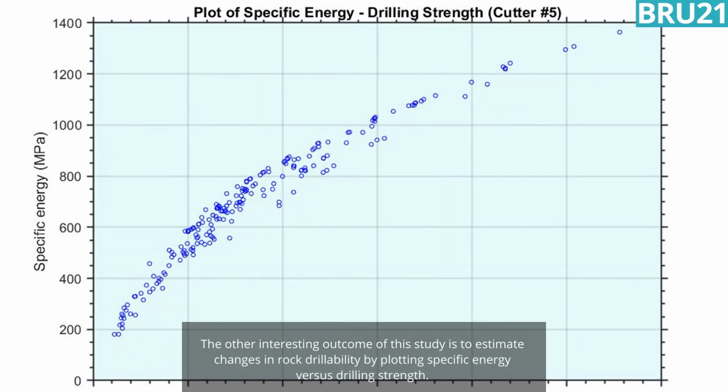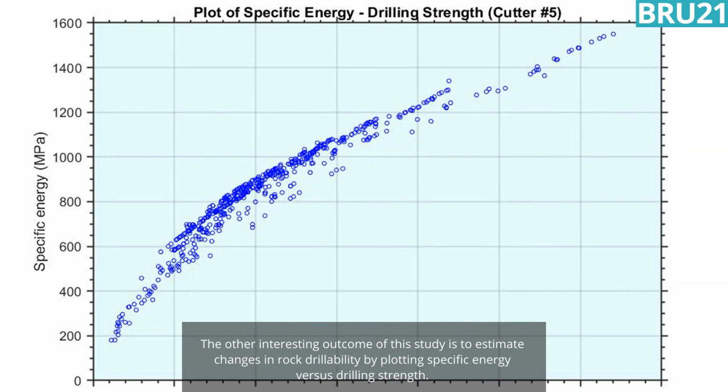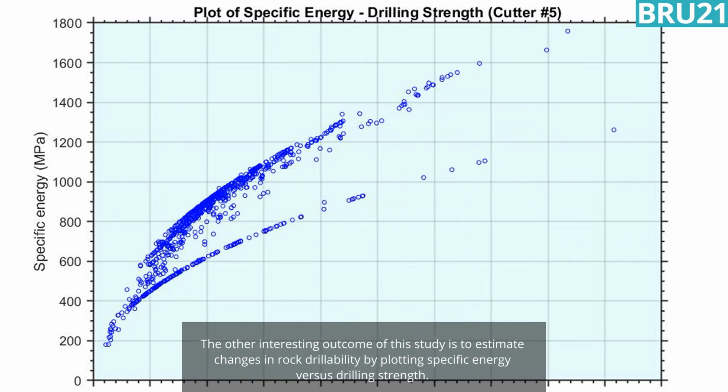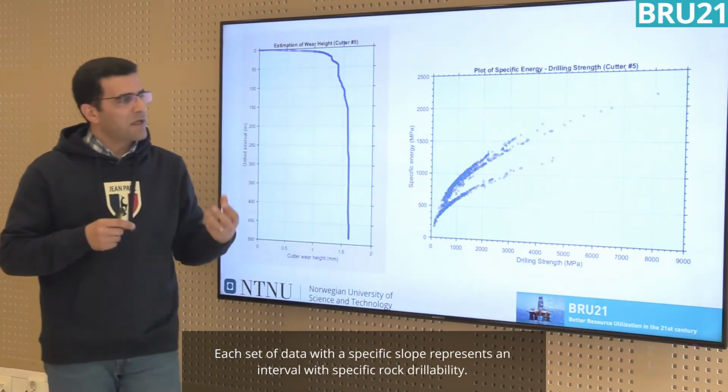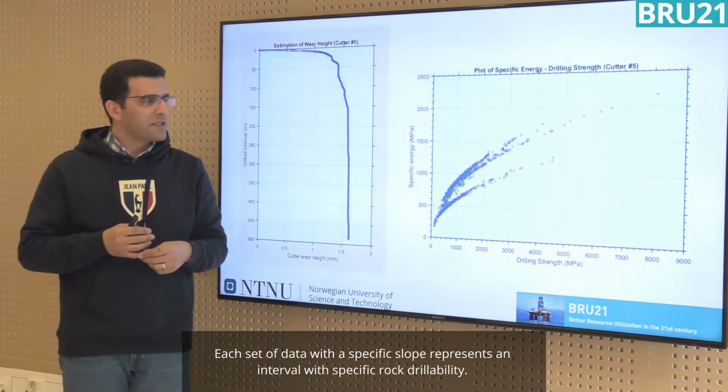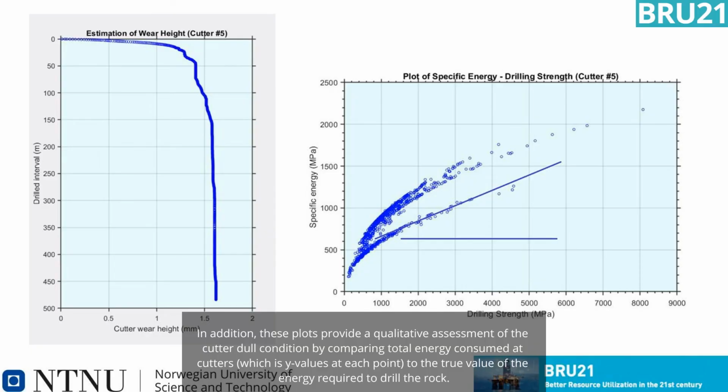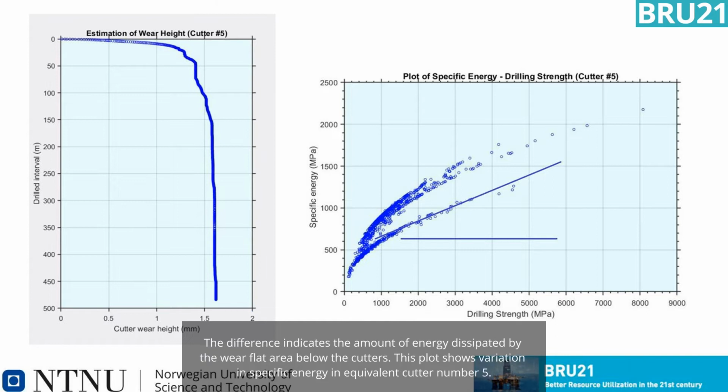The other interesting outcome of this study is to estimate changes in rock drillability by plotting specific energy versus drilling strength. Each set of data with different slopes represents an interval with a specific rock drillability. In addition, this plot provides a qualitative assessment of the cutter dull condition by comparing total energy consumed at cutters, which is the Y value at each point, to the true value of the energy required to drill the rock. The difference indicates the amount of energy dissipated by the wear flat area below the cutters. This plot shows variation in specific energy in equivalent cutter number 5.